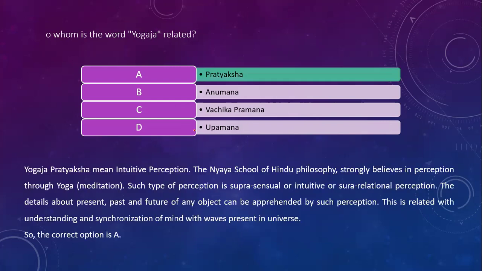Yogaja Pratyaksha. Pratyaksha means intuitive perception. The Nyaya school of Hindu philosophy strongly believes in perception through yoga and meditation. Such type of perception is super-sensual or intuitive or extra-sensory perception. The details about present, past, and future of any object can be apprehended by such perception. This is related to understanding and synchronization of mind with waves present in the universe. Pratyaksha, Yogaja means yoga.